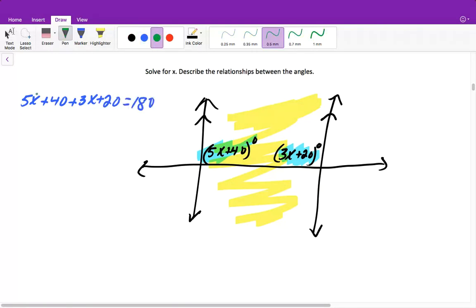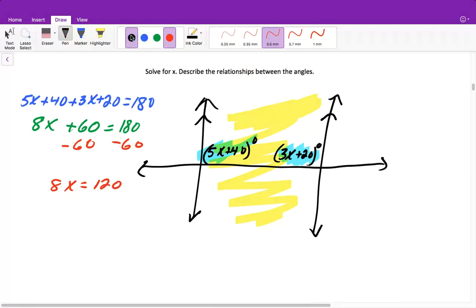Now we solve this. 5x plus 3x gives me 8x. 40 plus 20 is 60. So we will subtract 60 from both sides. So 8x is then equal to 120. Divide each side by 8. X is then equal to 15. So we get x is then equal to 15 degrees.